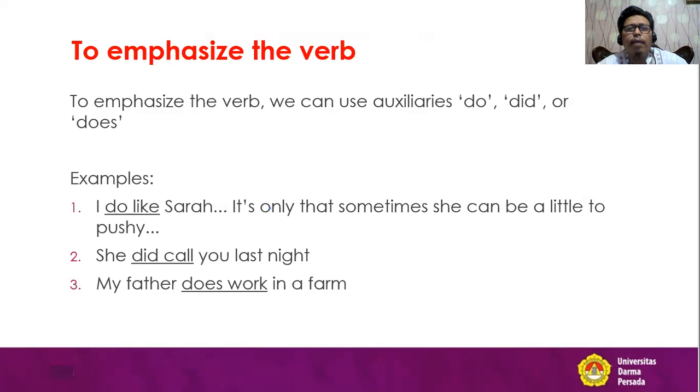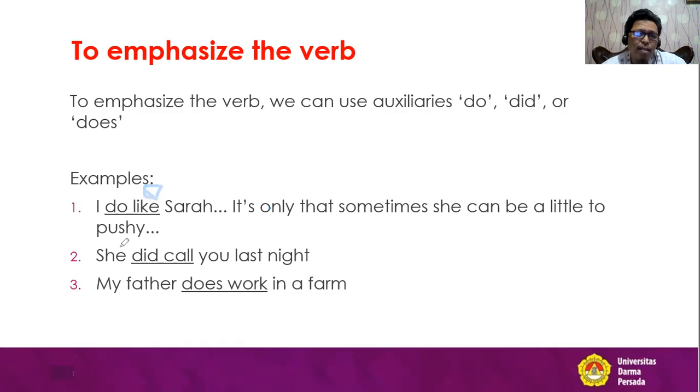Okay, everybody, to emphasize the verb, we can use auxiliaries. We can use the auxiliary do. We can use auxiliary did. We can use auxiliary does. Again, the key word is that to emphasize the verb. So we are talking about the verb. Everybody look at this one. Examples. I do like Sarah. I do like Sarah. Everybody, we have do and then like. It's only that sometimes it can be a little pushy. I do like Sarah. Everybody, we have the structure of do, and then after that we have like. That means in this sentence, the word do emphasizes the word like.